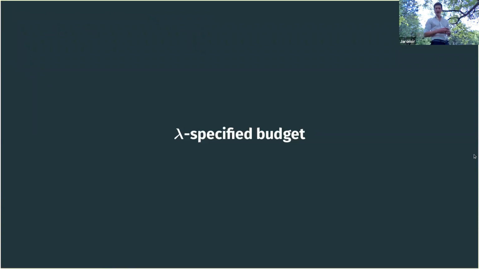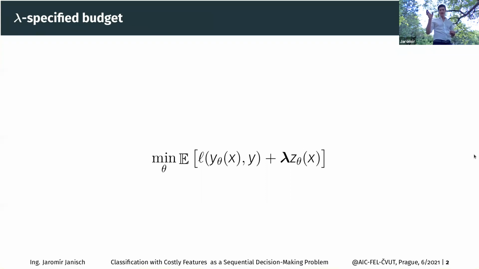We actually derived several approaches to this problem, and one of these is the lambda-specified budget. So instead of having this straight constraint that the expected cost of features has to fit into a budget B, you can do something like this: you minimize the loss and the cost of the features altogether. All right, and these two terms, the loss on the left side and the total cost of all features for that current sample X, are weighted by the factor lambda.